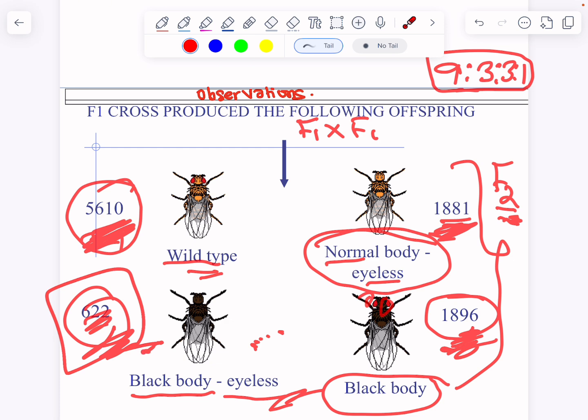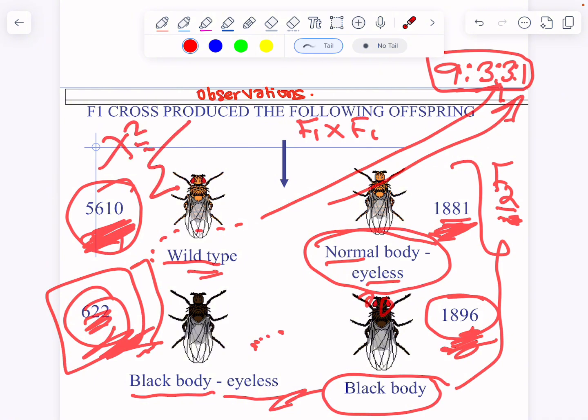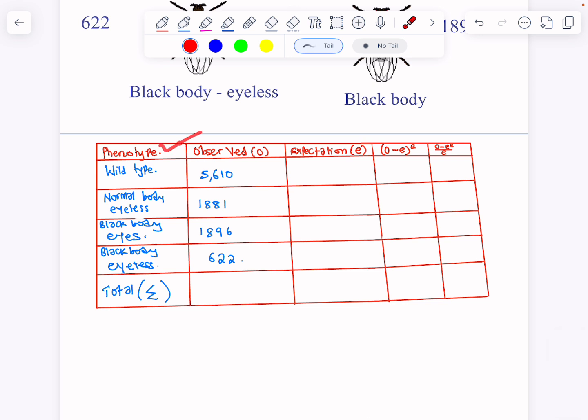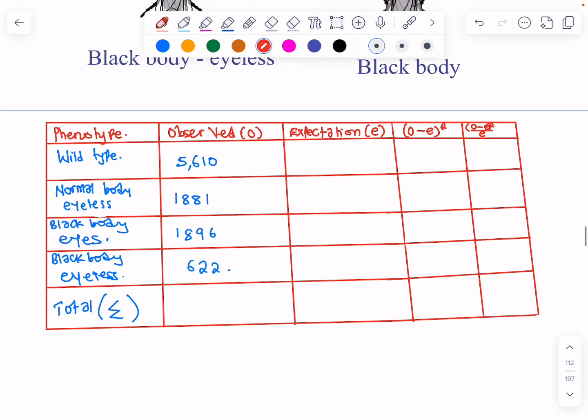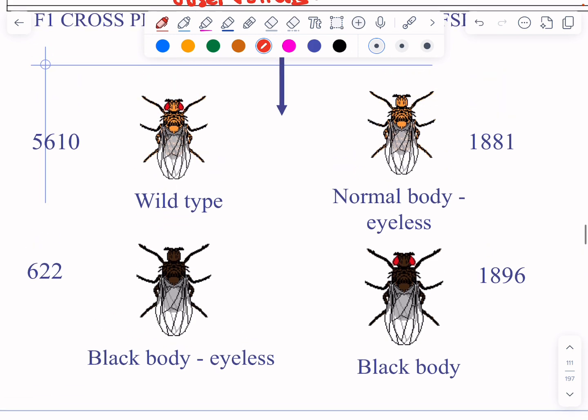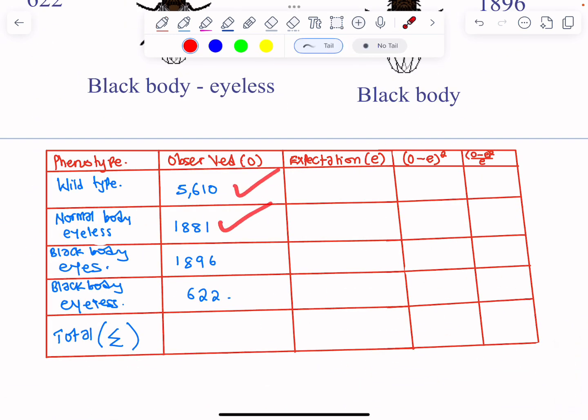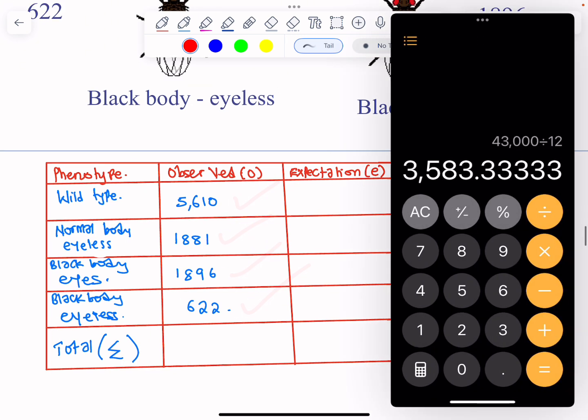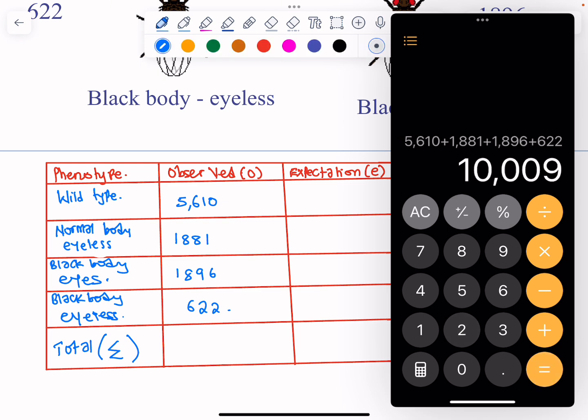So how do we know that these observations align with that expectation or they don't align? We perform a chi-square test. So we draw a table like this, where we have the phenotype, observations, expectations, then observation minus expected squared, divided by expectation. So the observed phenotypes, of course, are these ones from the experiment, the 5610, 1881, 1896, 622. So then we get their sum. That is 5610 plus 1881 plus 1896 plus 622. So the total is 10,009.